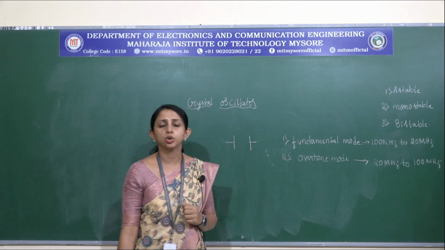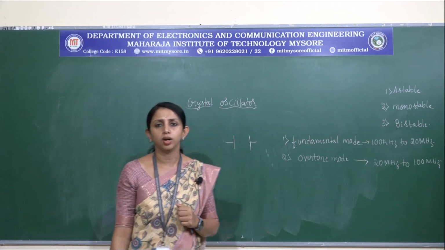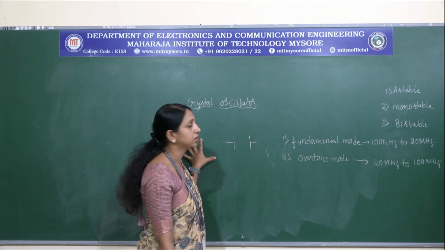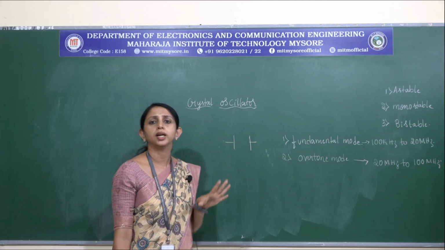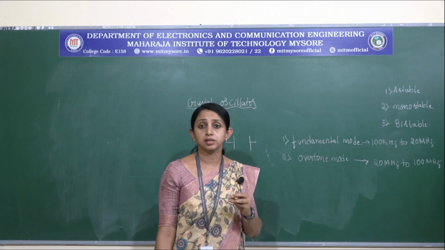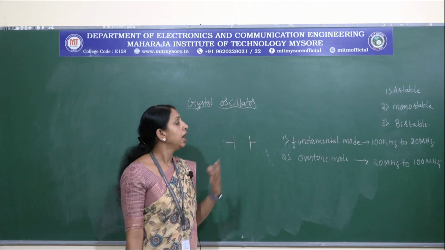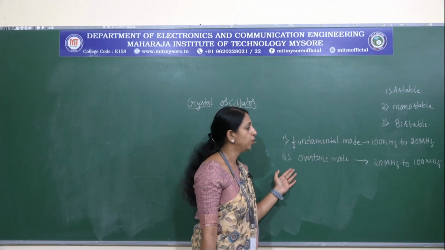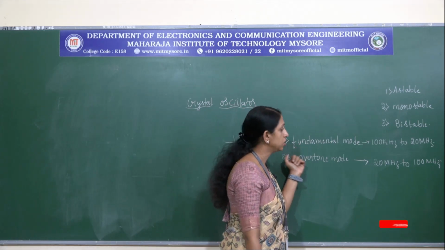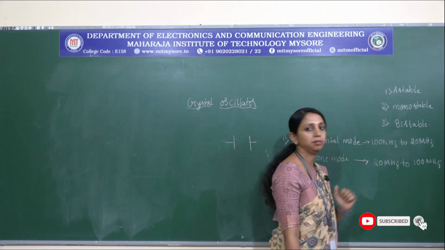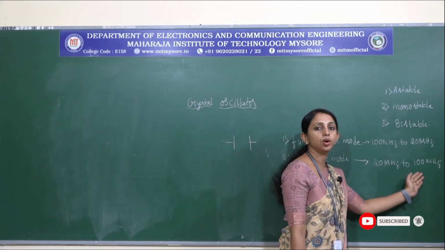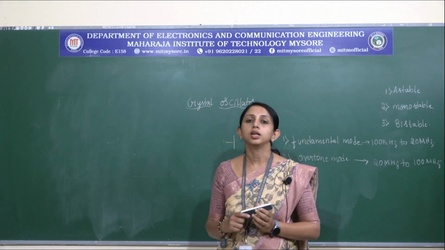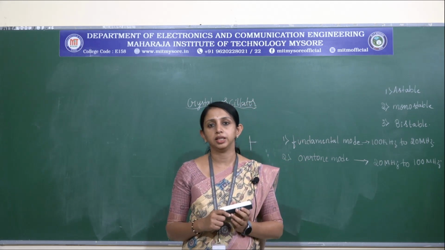We don't have much to cover about the crystal oscillator according to the syllabus. We need to know what crystal is used in a crystal oscillator and why it is required. It is required to have an exact frequency of oscillations, and it operates in two modes, fundamental mode and overtone mode, with frequency ranges of 100 kilohertz to 20 megahertz and 20 megahertz to 100 megahertz. So this is the concept of oscillators and multivibrators.